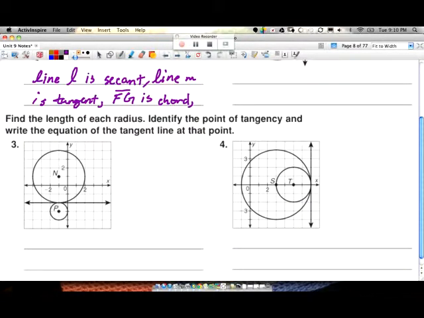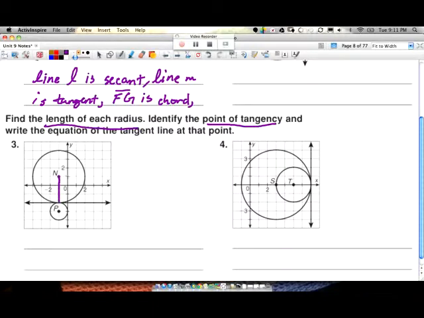Find the length of each radius, identify the point of tangency, write the equation for the tangent line at that point. Okay, so I'm going to just kind of focus on the important stuff here, mostly the length of each radius, because we are going to be using that later. And we'll identify the point of tangency just so we know what that's really talking about. So first, look at number 3 here.